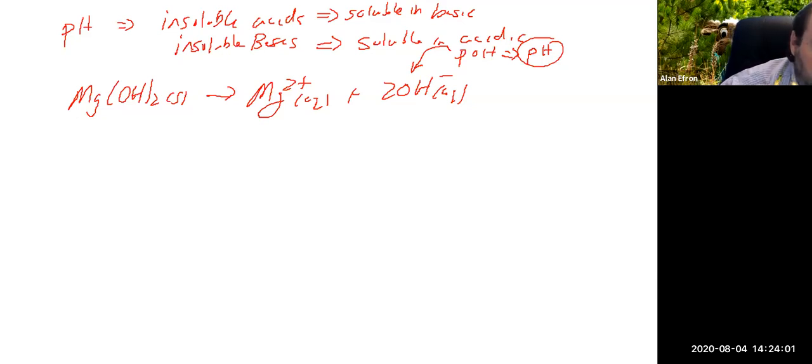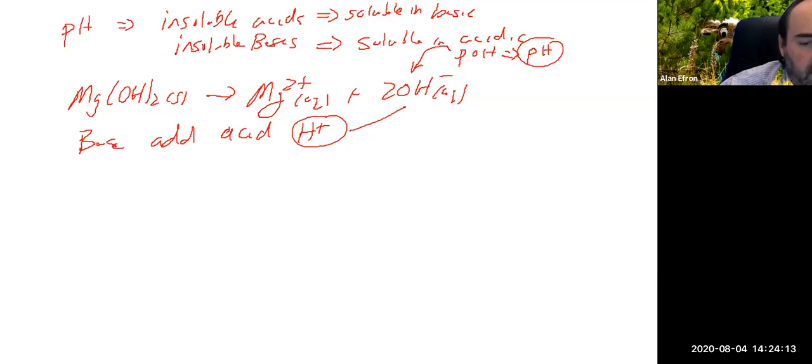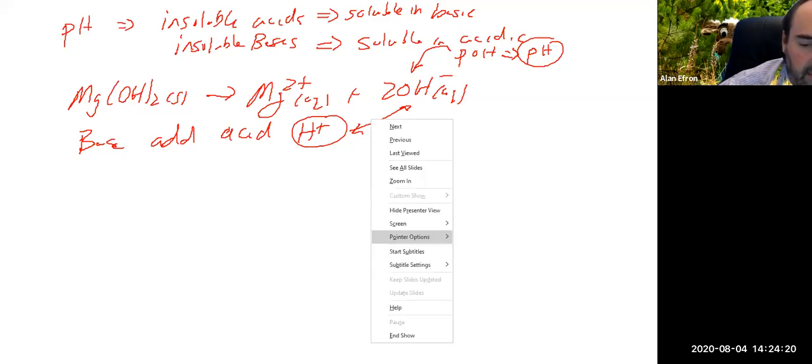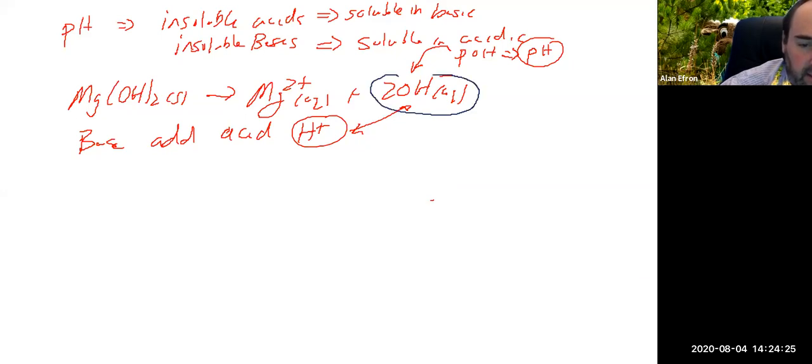Now, if we take this, which is obviously a base, and we add acid to it, for example, when we add acid, we are going to be adding H+, and that H+ and OH- have a very high attraction for one another. And when you do that, what essentially is going to happen is the OH- here is going to be removed. And when the OH- is removed, based on Le Chatelier's principle, it's going to cause the equilibrium to shift to the right.